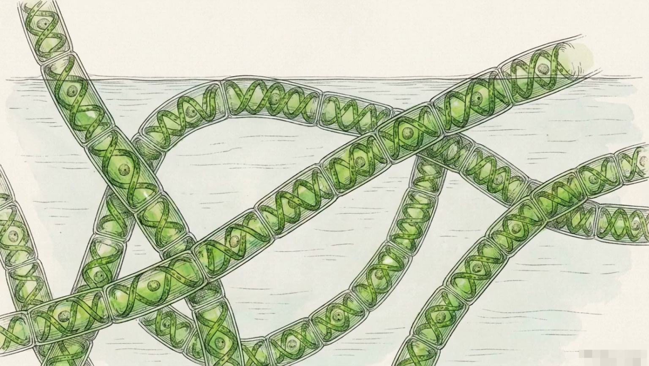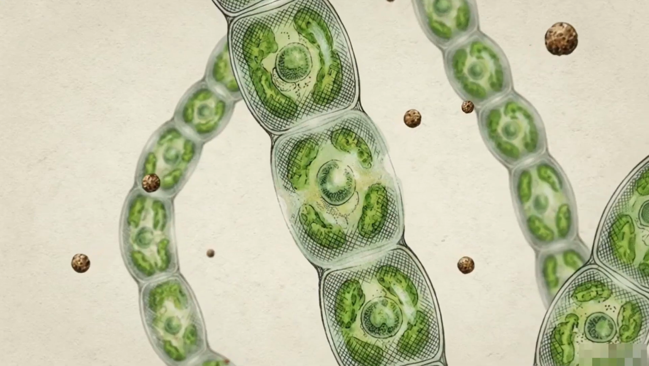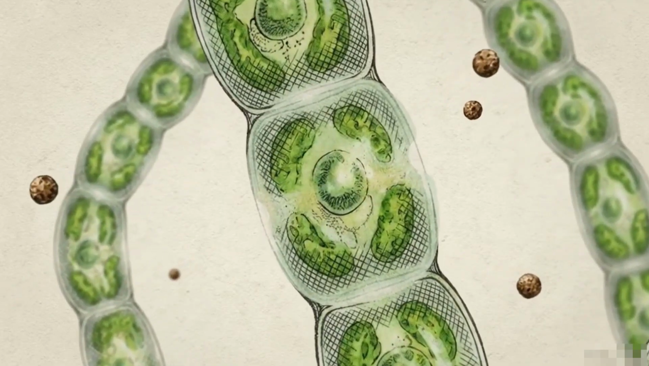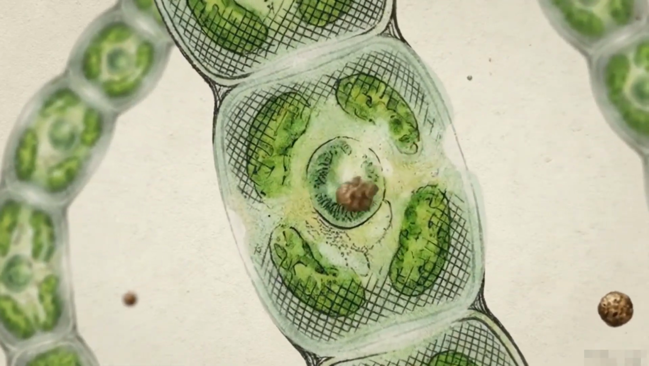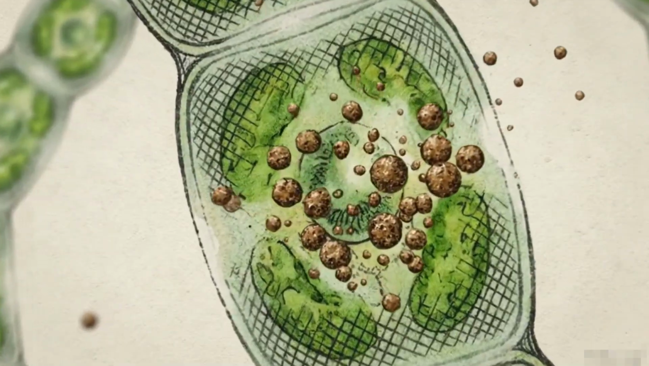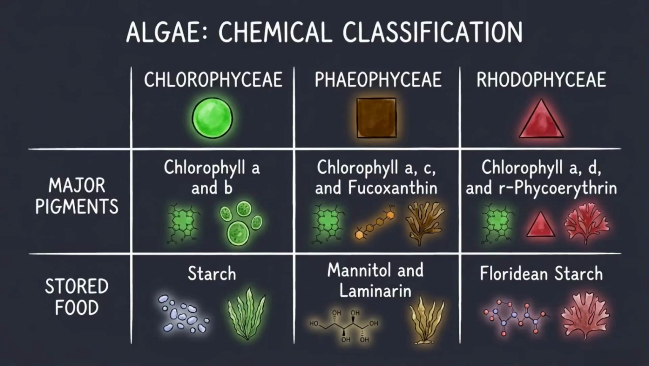Algae lack true roots, stems, or leaves because they simply do not need them. The surrounding water provides immediate physical support and allows nutrients to diffuse directly into their tissues. Because they lack complex terrestrial tissues, algae are classified by their chemical engineering, specifically their photosynthetic pigments and how they store food. This creates three distinct classes: the green Chlorophyceae, brown Phaeophyceae, and red Rhodophyceae.